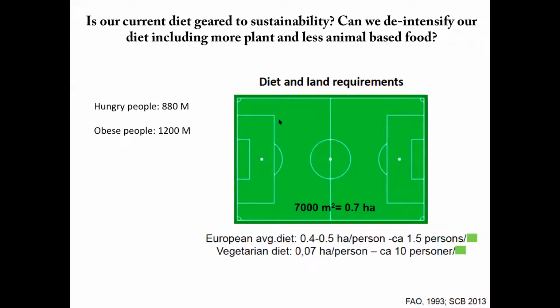This refers also to the diet. If we could, for example, shift a little bit our diet and consume less animal food, we will help our environment incredibly. You see here, for example, the European average diet takes about half a hectare per person per year, while a vegetarian diet takes 0.07 hectare per person per year. So that means that with one football field, we can feed 1.5 persons with a normal diet, but we can feed 10 persons with a vegetarian diet. So this needs also to be considered.